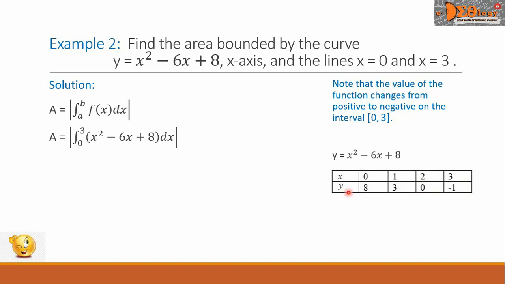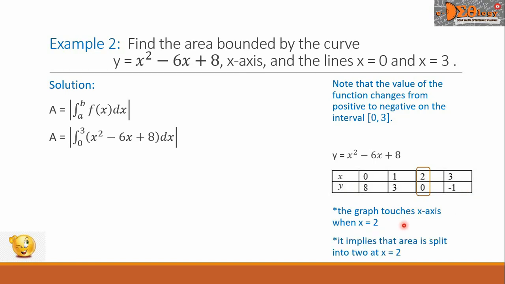You see here that the values of y change from positive to negative. And we have a value of y of 0 when x equals 2. So it means the graph touches the x-axis when x equals 2. Further, it implies that the area is split into 2 at x equals 2. It means to say the total area here is equal to area sub 1 plus area sub 2.